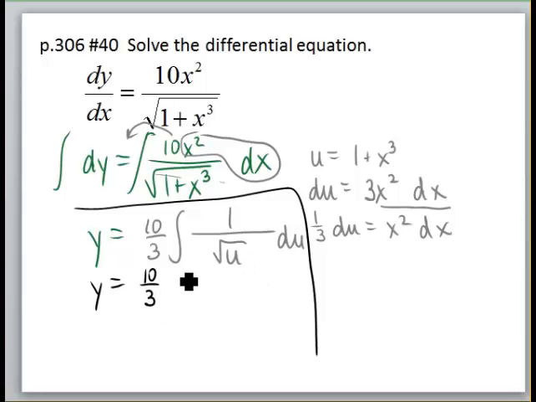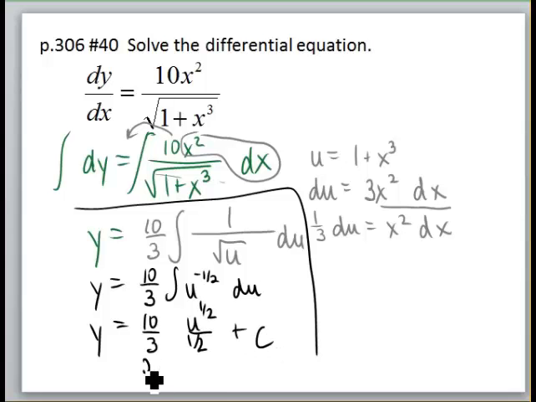This would be u to the negative 1/2 du. So that's going to give me the answer of 10/3. And then I'd raise this by 1 and put it over that power, and I'd have plus c. Well, that gives me 20/3 the square root of u plus c.